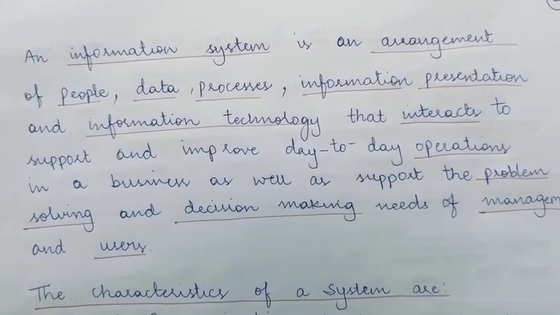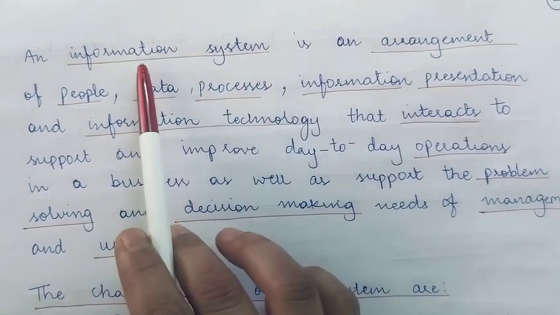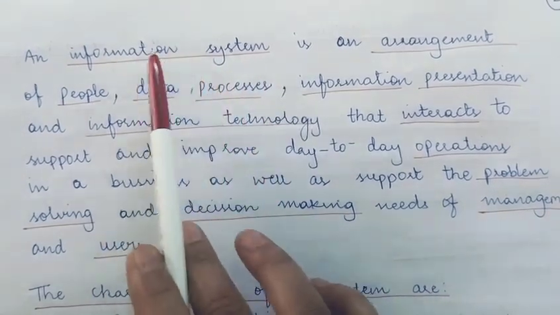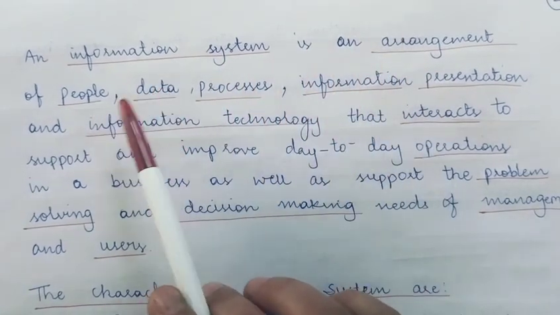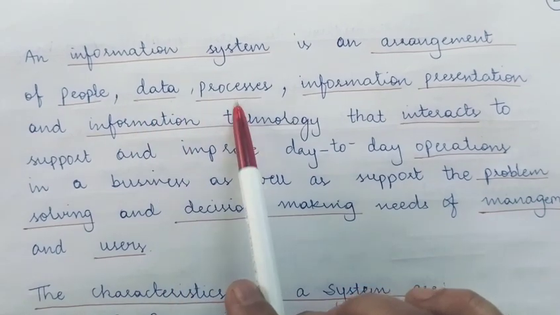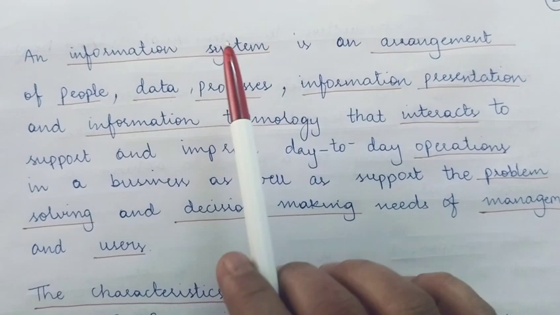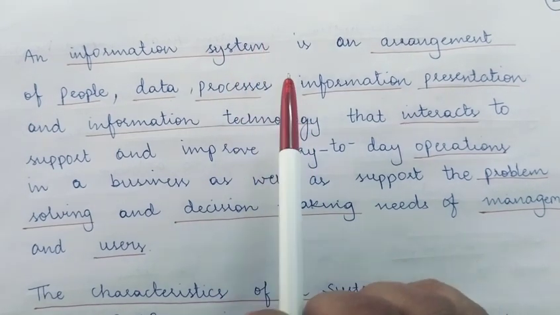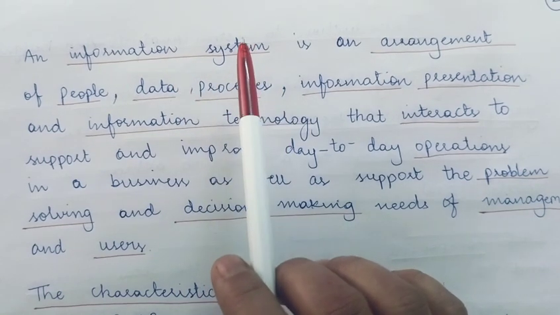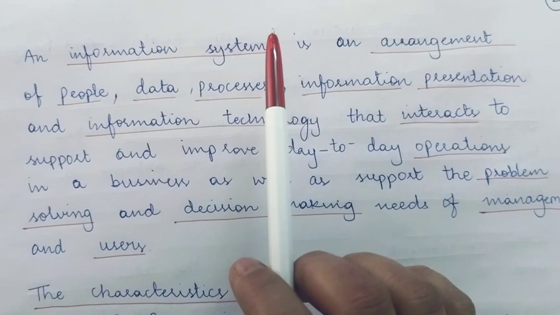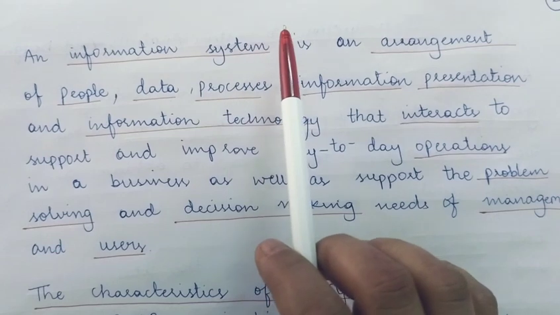Now we have studied system in general. Now let's look at information system. When I specifically talk of information system, it is an arrangement of people, data, processes, information presentation and information technology. So that means it is adhering to the definition of what a system is, because information system is also a type of system. When I say system, that means a general term. When I say information system, that means a specific term.